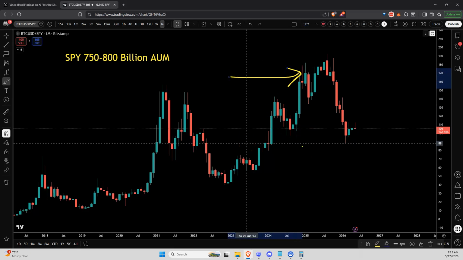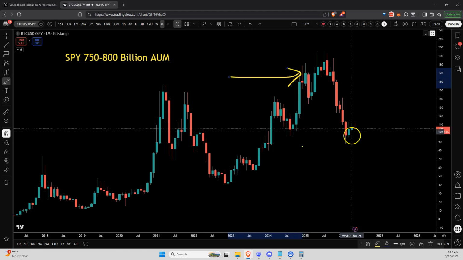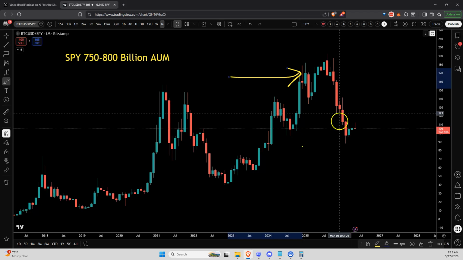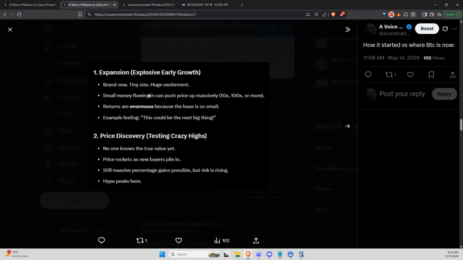So since being roughly equal size for the SPY, what has Bitcoin done? And the answer is really nothing. This is what you have to understand about all assets, not just Bitcoin. When an asset first begins, when it's small, right? Tiny size, big excitement. Because the float is so small, right?